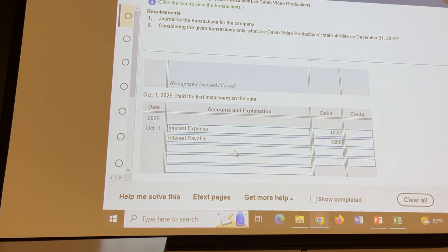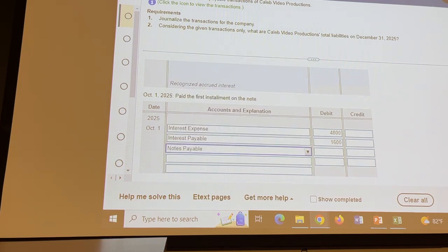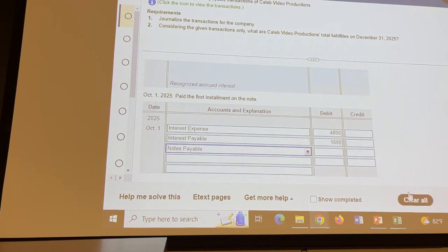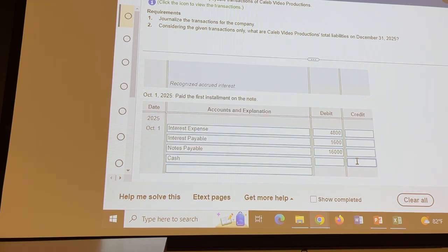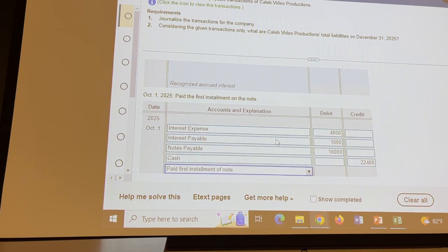And we will debit notes payable. The problem said that the annual principal payment is $16,000. And then we credit cash for the combined total of those 3 debits. So that would be $22,400. And at the bottom, paid first installment of note.